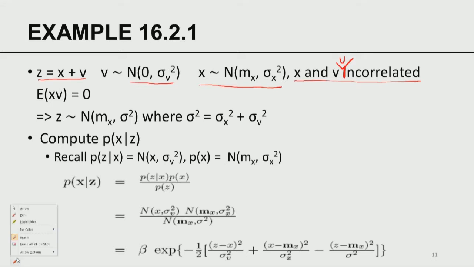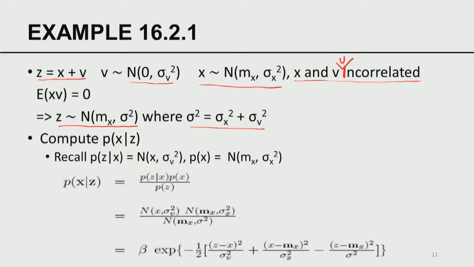Now z is the sum of two random variables, and x and v are uncorrelated. I know x and v are both normal. The sum of two uncorrelated normals is also a normal variable. So z is a normal variable whose distribution is given by this, where sigma is equal to the sum of the variances. So if you add two random variables, not only the mean changes but also the variance changes.